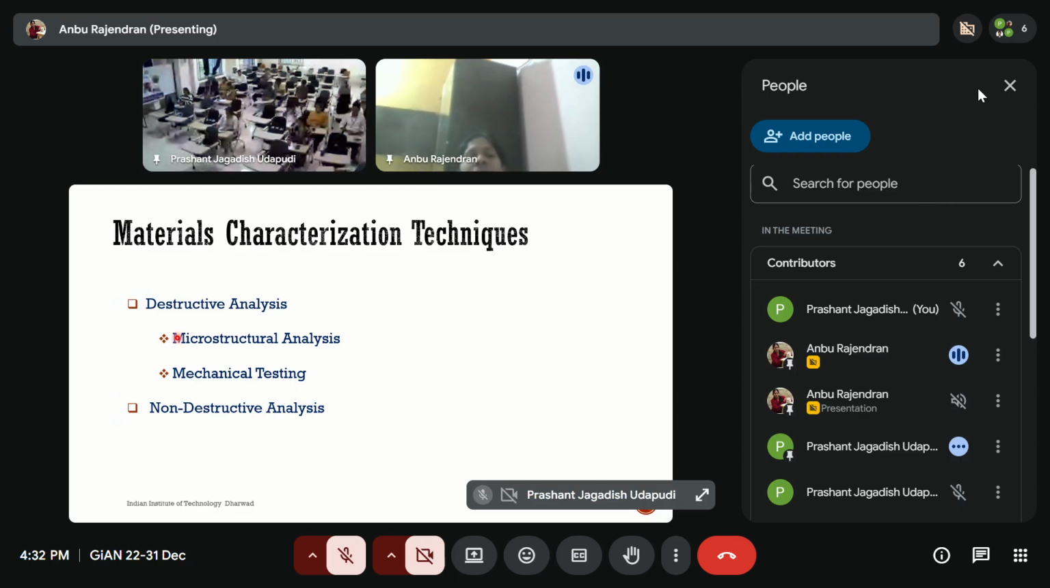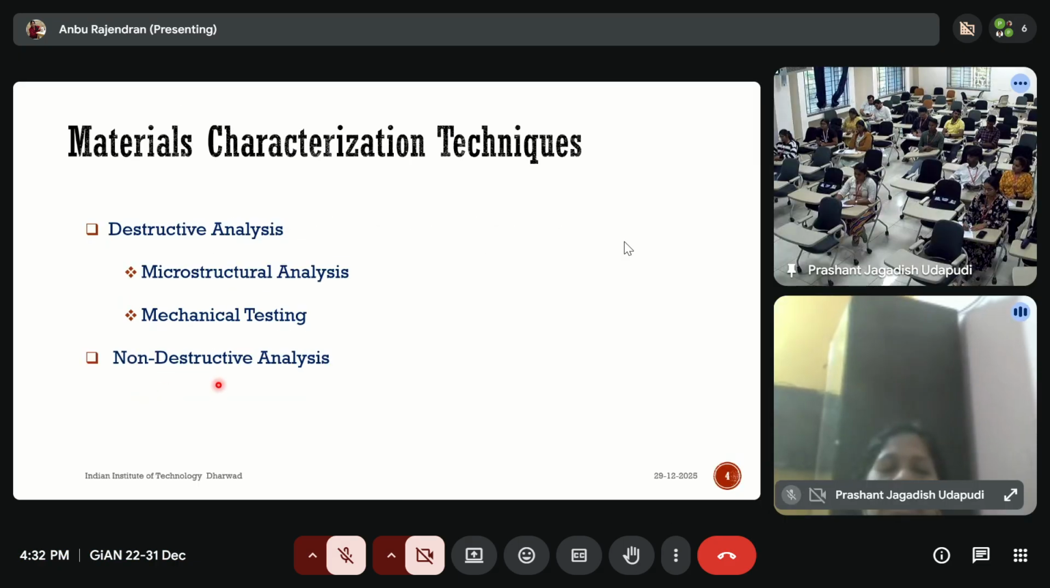Yeah, so there are two major types. One is destructive analysis, another is non-destructive analysis. As the name suggests, non-destructive analysis means you need not cut or prepare the sample for the analysis. Under destructive analysis, there are two major categories. One is microstructure analysis, the second is mechanical testing. We'll see them one by one. First we'll discuss destructive analysis, then we'll move to non-destructive analysis.